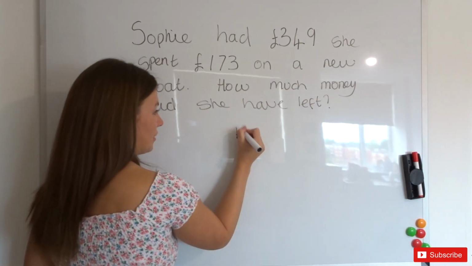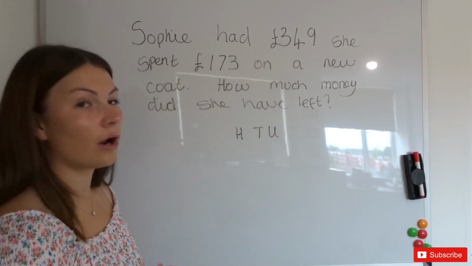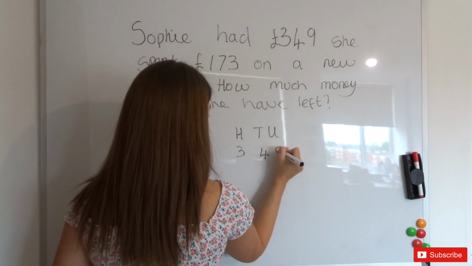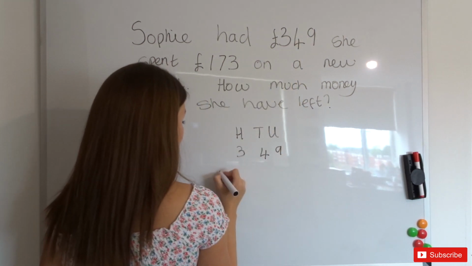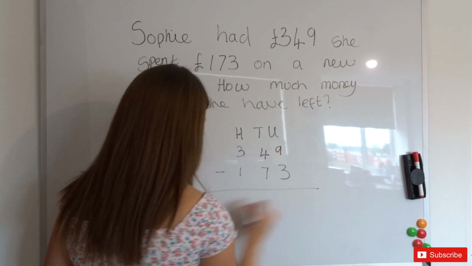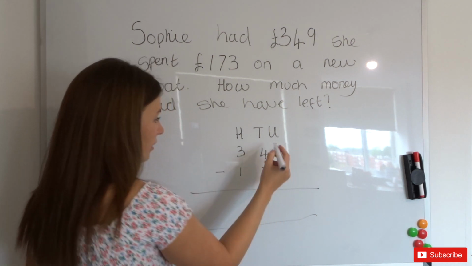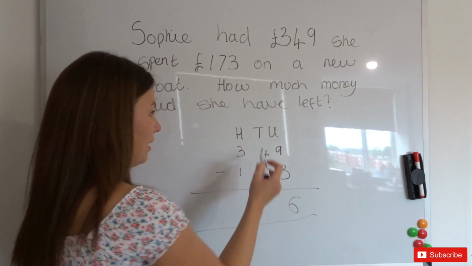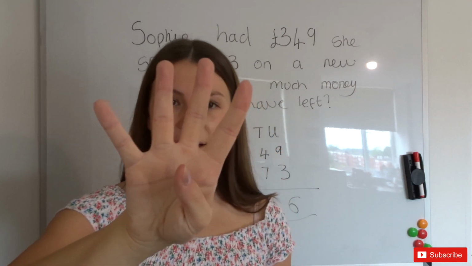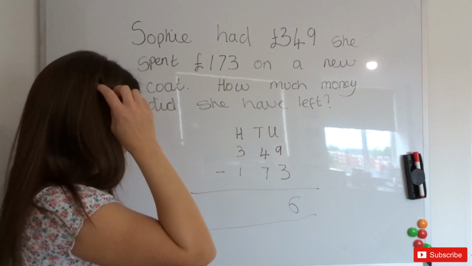So I'm going to put my hundreds, tens and units column there. Which number goes on the top? Good, 349, because that is the number that we are taking away from, and it's also the biggest number. Take away 173. We always start in our units column. 9 take away 3 is 6, well done. Tens column, ooh, 4 take away 7. 1, 2, 3. Oh, we can't do that, can we? Oh, so what do I need to do?